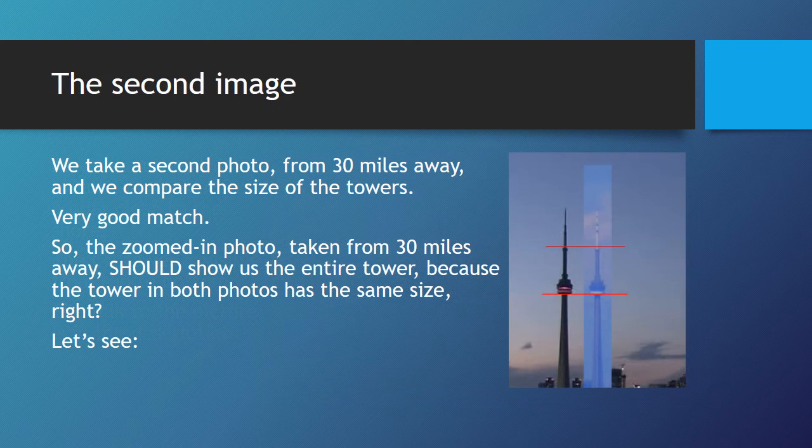We take a second photo, from 30 miles away, and we compare the size of the towers. Very good match. So, the zoomed-in photo, taken from 30 miles away, should show us the entire tower, because the tower in both photos has the same size, right? Let's see.